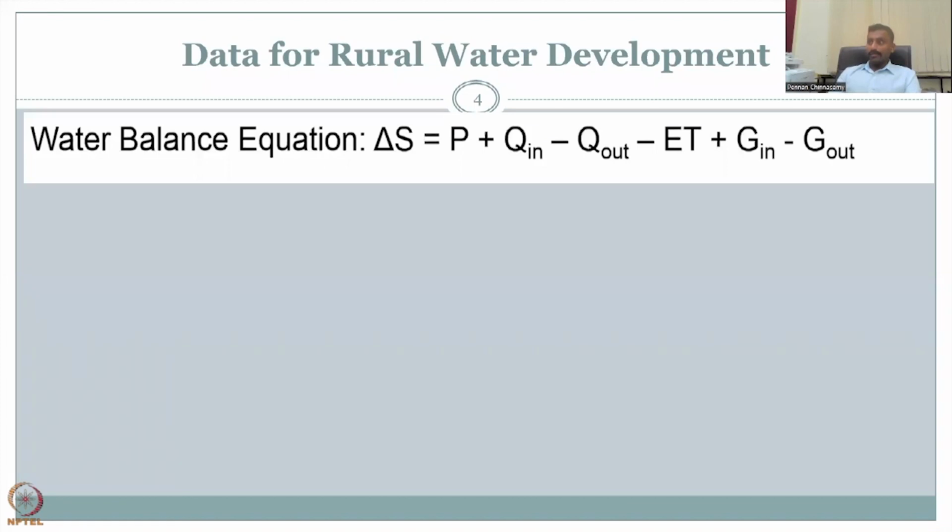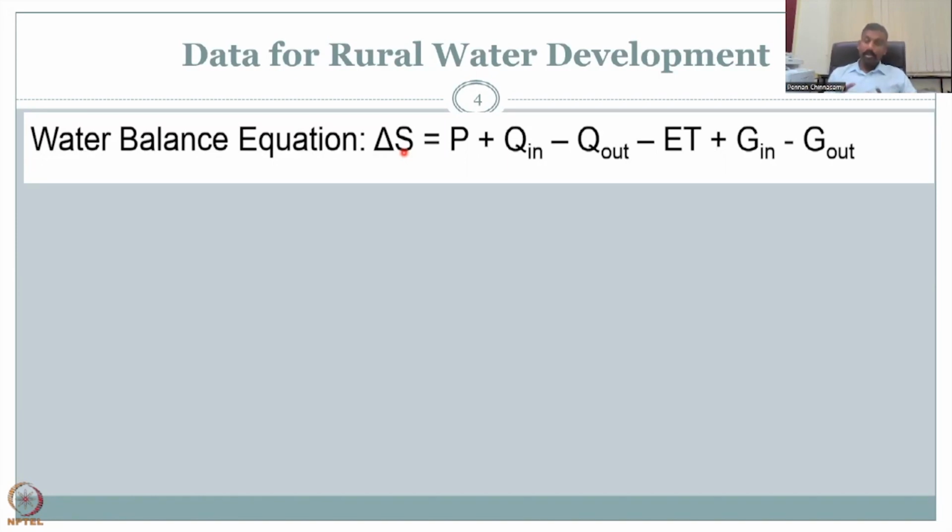For example, here is your del S, which is your net storage or the remaining water in the storage. It could be a check dam, it could be soil storage, it could be groundwater storage, anything. We'll call it for now del S is equal to precipitation, which is your rainfall, snow melt, anything that is input to the system. Precipitation plus Qin, which is a discharge that comes into your watershed.